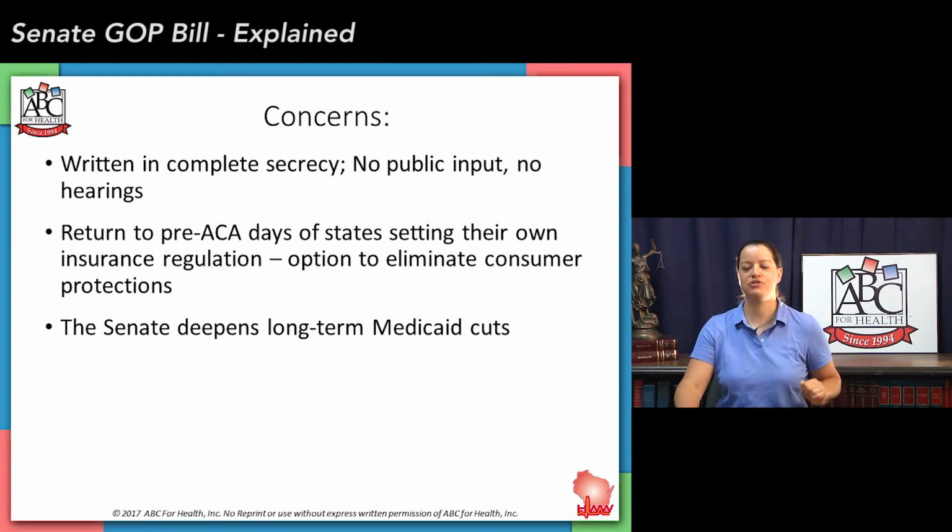Like I said before, it returns to the pre-Affordable Care Act days of states setting their own insurance regulation. As we see, this is an option to go back to states' rights and deregulation, some of the talking points that we've seen coming out of the Senate over time. And overall, it deepens long-term Medicaid cuts. We see a dramatic change in how Medicaid is being operated.